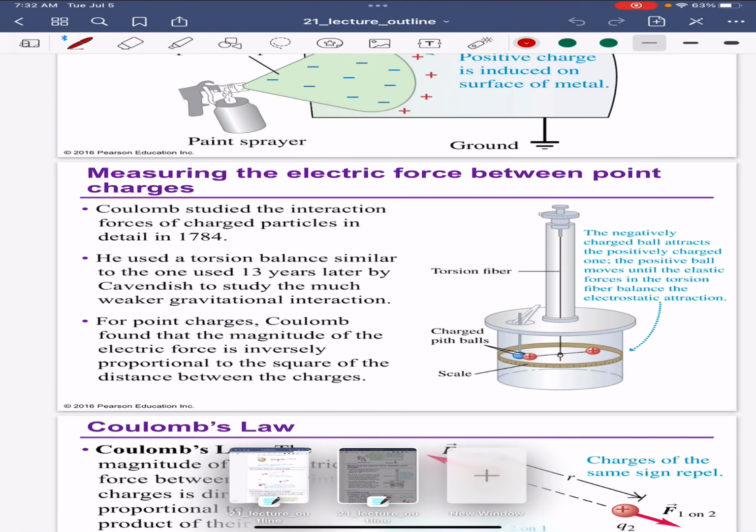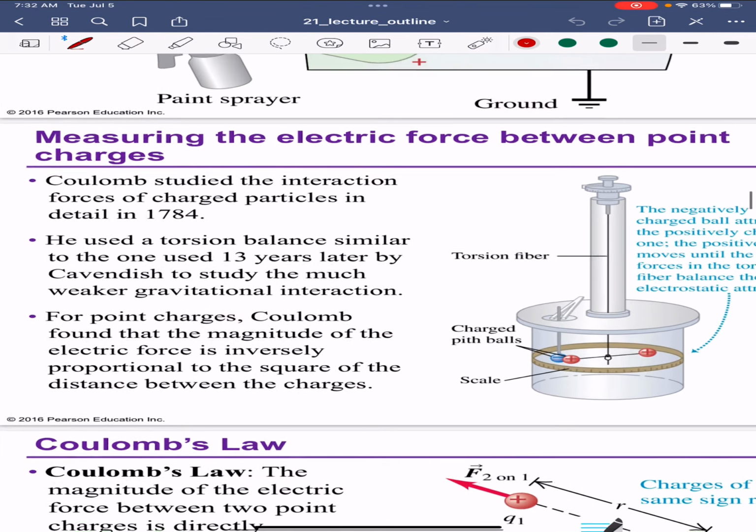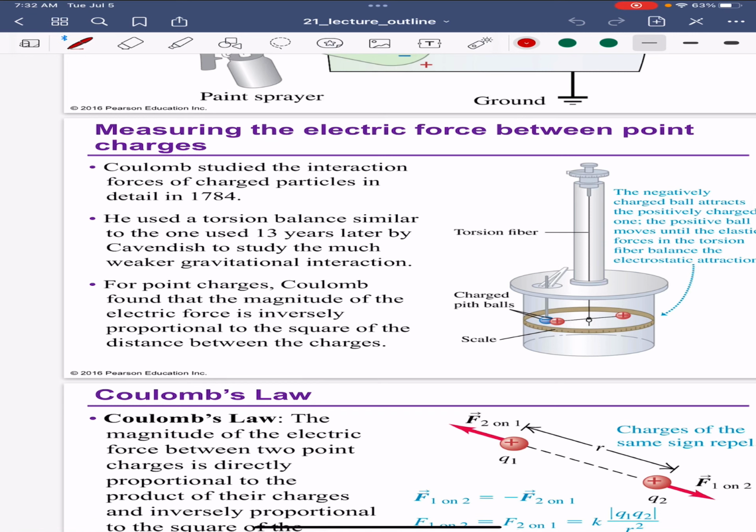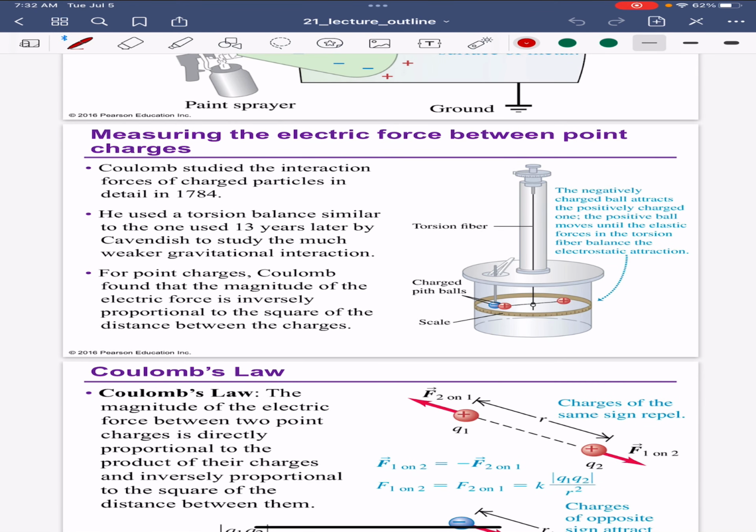Chapter 21, and here we will be able to study the electric force and how we are going to calculate the electric force, and that is going to be using Coulomb's law. We will be able to calculate the electric force for a point charge, and also we will be able to calculate for a distribution of charges later. We will talk about the electric field calculation.